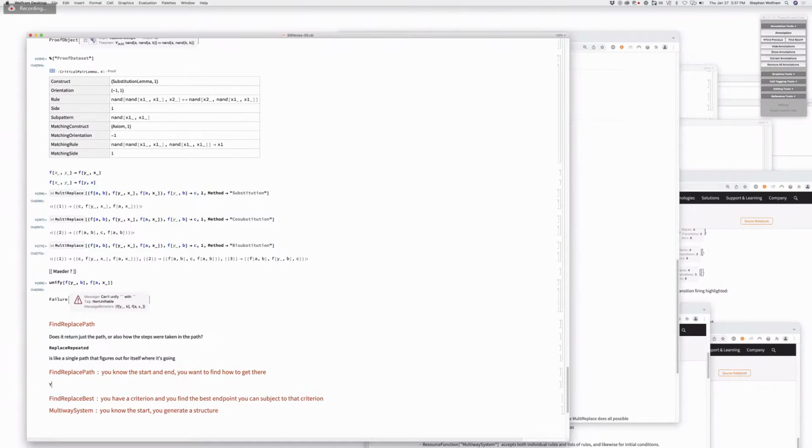You can pick different paths, optimizing for different things in the path, e.g. path length, or size of intermediate expressions or anything, right? But this is a different thing. This is, you don't know where you're going.